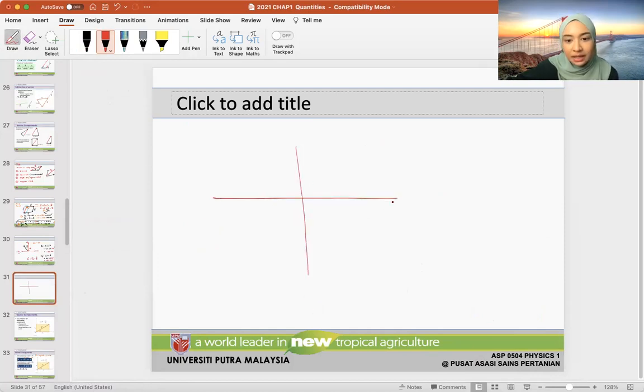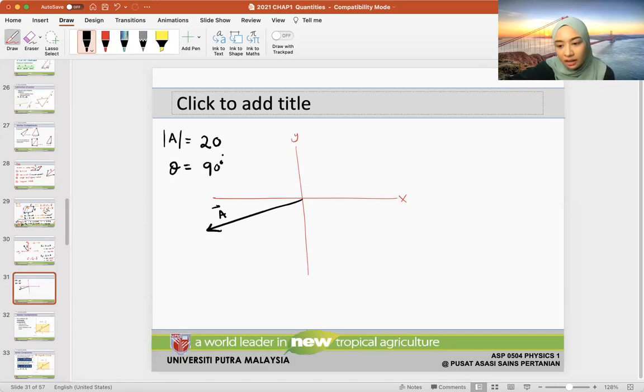Okay, so this is my x-axis. This is my y-axis. And I am drawing a vector, and which side have we not tried yet? Okay, I want to try over here. So I have a vector over here. My A vector magnitude is 20 and the angle is 90. Is my angle correct or not?